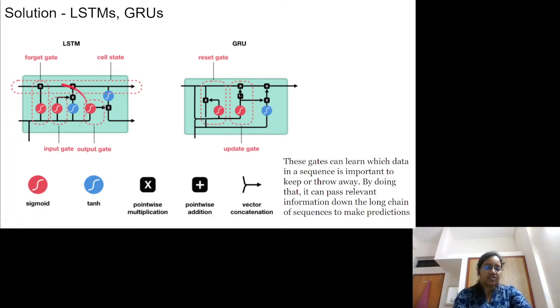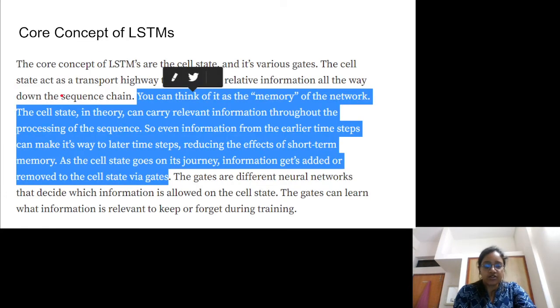If you go back and look at this diagram once again, you will see. Initially, for people who are learning LSTMs and GRUs, it might be confusing, but once you look at the diagrams, it's pretty simple to understand what's going on.